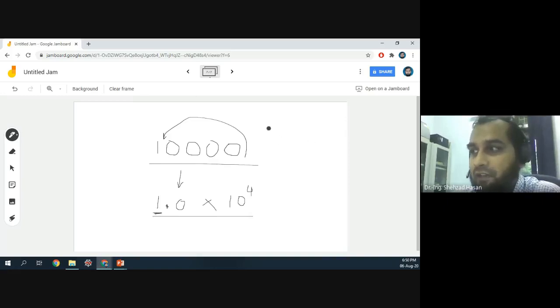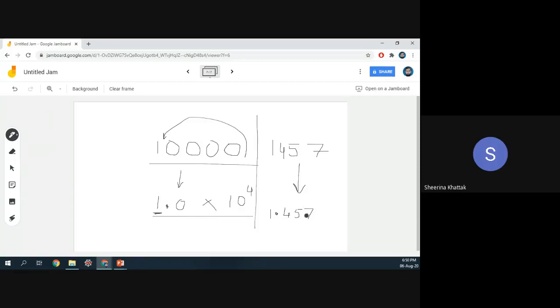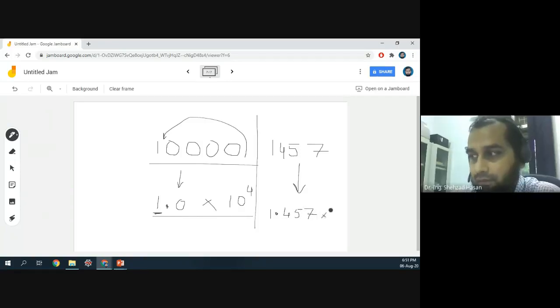So if I have another number here like 1457, and I need to do the same thing, that there should be a single representation for storing this number, then again it's an integer, but we are going to talk about that as also a real number. So that is going to be stored as 1.457 into 10 to the power 3, right? So this is going to make sense.